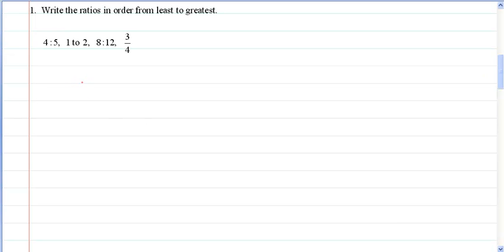So in the first example, we're asked to write the ratios in order from least to greatest. And there's a few ways that you could do this. 4 to 5, I will write as 4 over 5. 1 to 2, I will write as 1 over 2. And then 8 to 12 as 8 over 12. And then 3/4 I'll leave as 3/4. So one way I could do this is I could get a least common denominator for all of these fractions. The other way, which you might find a little bit simpler, is to convert all of these fractions to decimals.